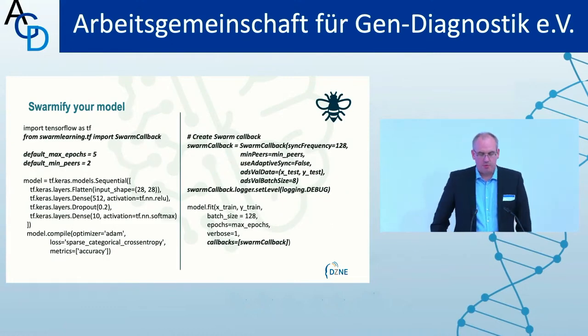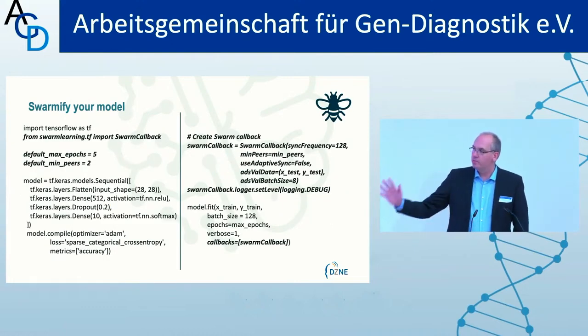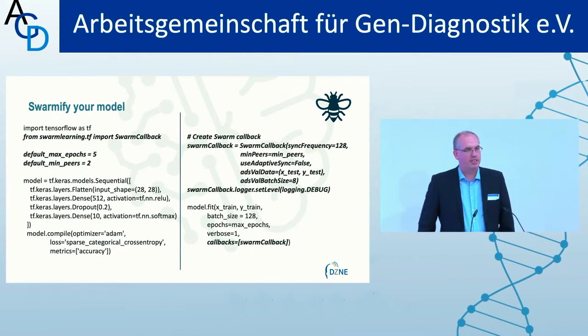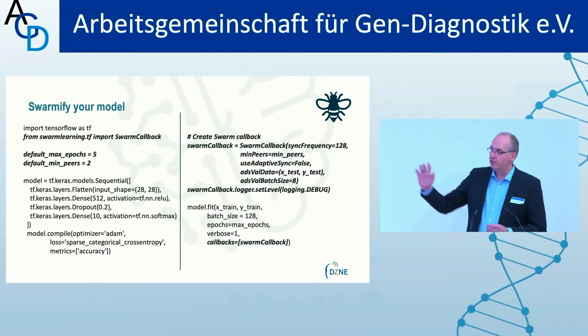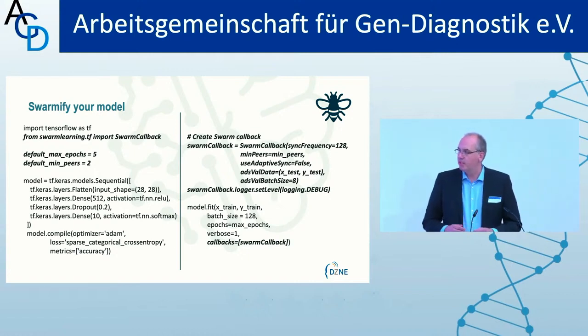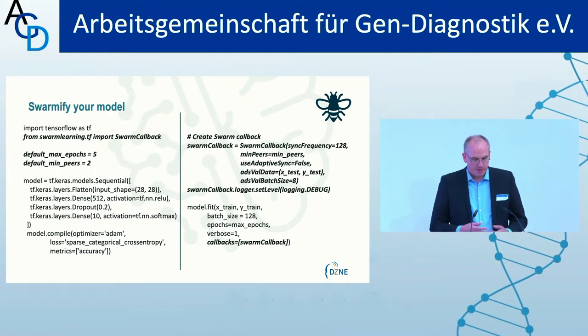So now we have our model. This is a super minimal example that you can see here. The parts in bold text are the additions that are needed to turn this into a swarm model. Some of you might have already recognized from the input shape, 28 by 28, that this is taken from the MNIST numbers example. So this is just super minimal.